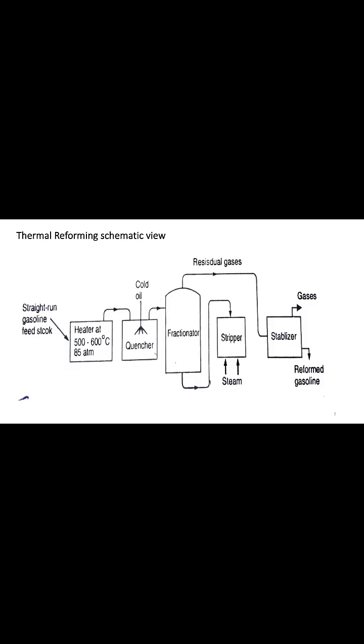Thermal reforming schematic view. The straight run gasoline feed is sent to a heater. The heater is maintained at 500 to 600 degrees centigrade and 85 atmospheric pressure. Then it is sent to a quencher where cold oil is sprayed. The quencher is connected to the fractionator where the residual gases enter into the stabilizer and reformed gasoline is obtained.